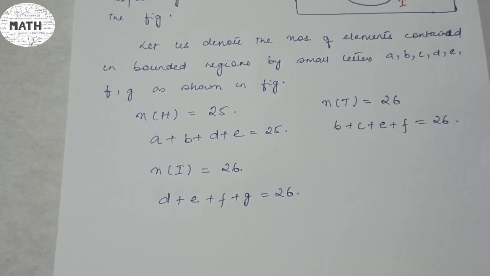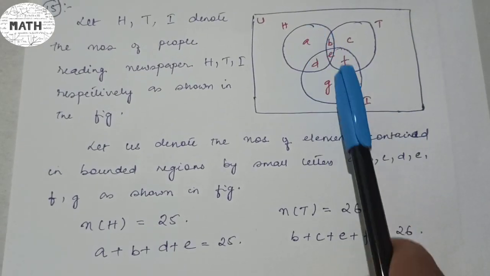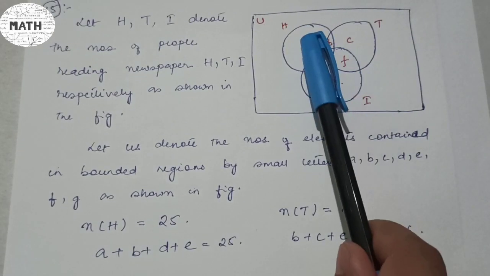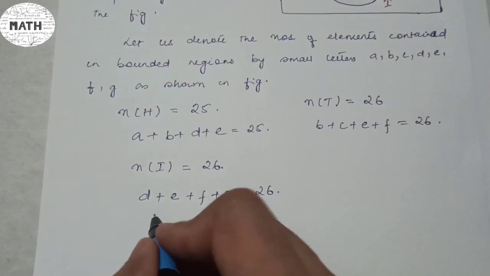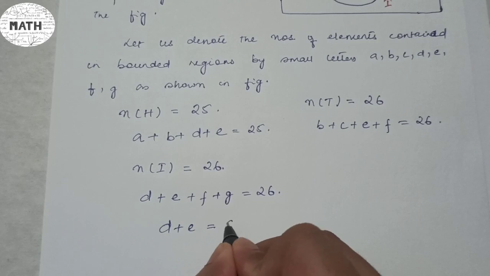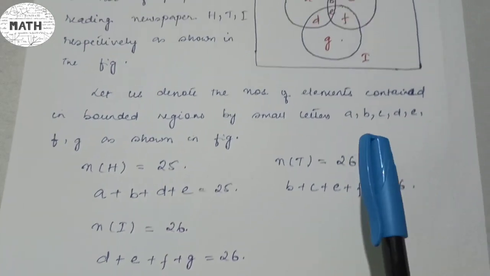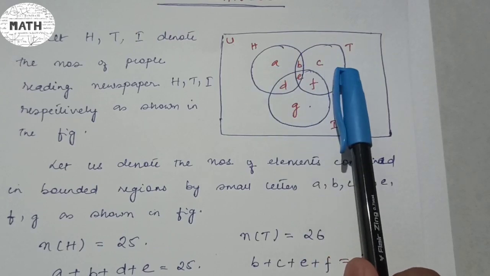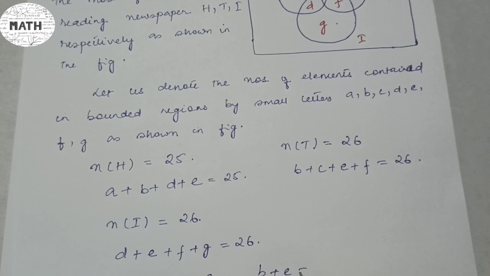The next one is given that 9 read both newspaper H and I. So between H and I, what's common? If you look at the diagram, the common regions are D and E, right? So D plus E is equal to 9. Similarly, 11 read both H and T. Between H and T, what's common? B and E. Yes or no? So B plus E is equal to 11. And also it is given that 8 read both T and I.